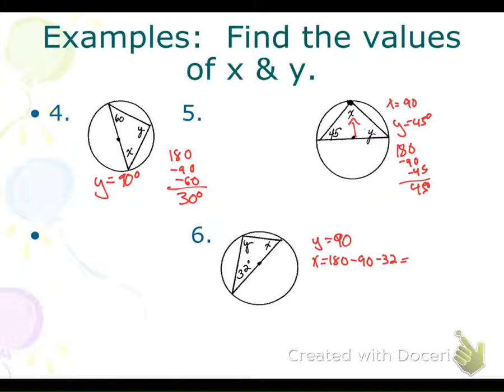So what is 90 minus 32? Most of you have calculators at your seat. That's like 50 something. 58. So x equals 58 degrees.